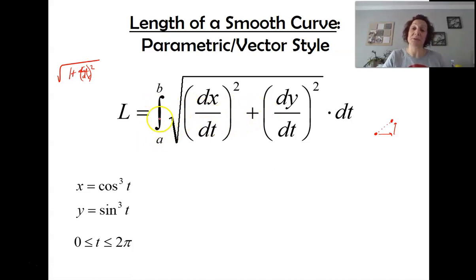You can use this to find, they'll ask you to find perimeters, right? You need to find the length of a curve. So here's a function here. We've got x is cosine cubed, y is sine cubed, and we want to find the length of that curve between 0 and 2 pi.